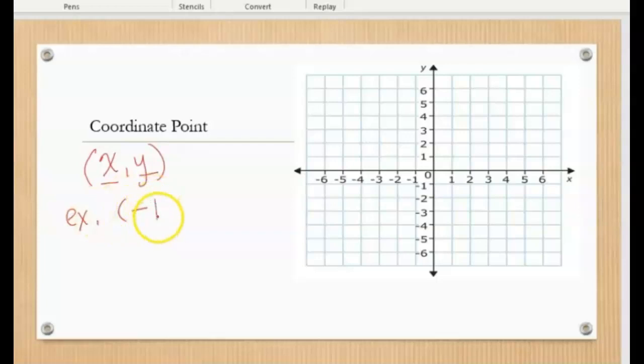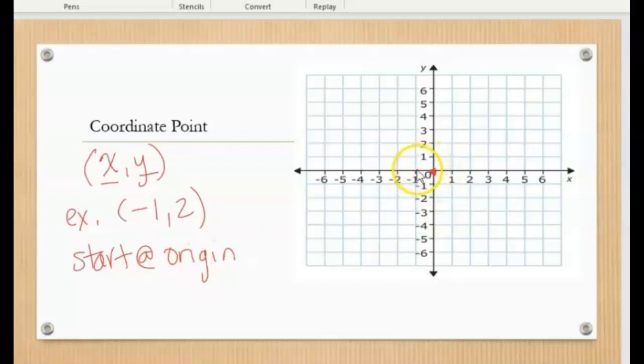Let's graph -1, 2. We're always going to start at the origin. You always start at the origin. I'm going to start here, and we're going to go in the x direction first. So I'll go -1 to the left, and then up 2. There's our coordinate point. Let's call it A. So we can label that.